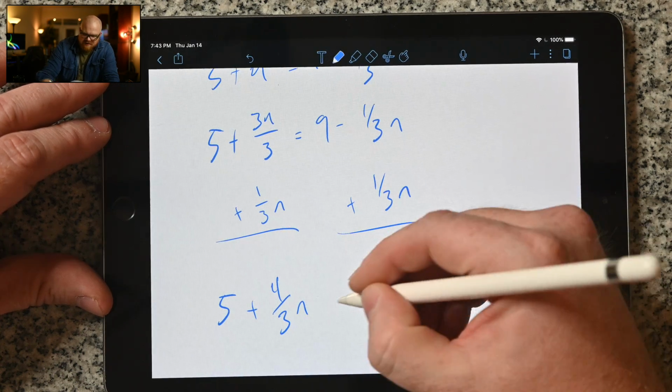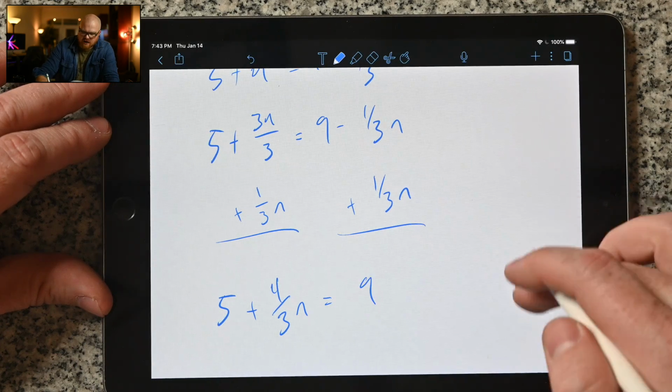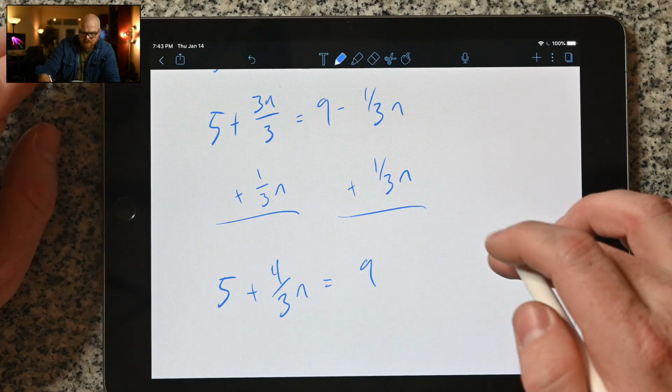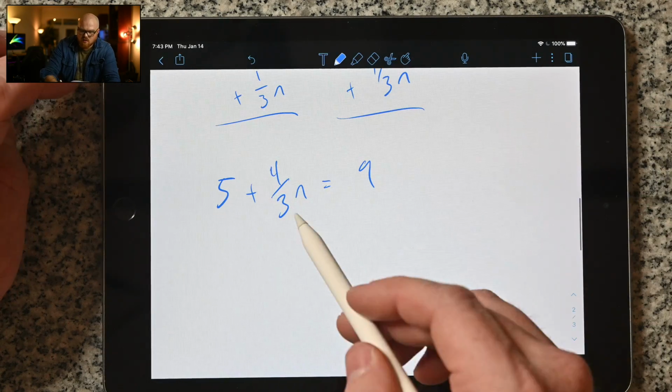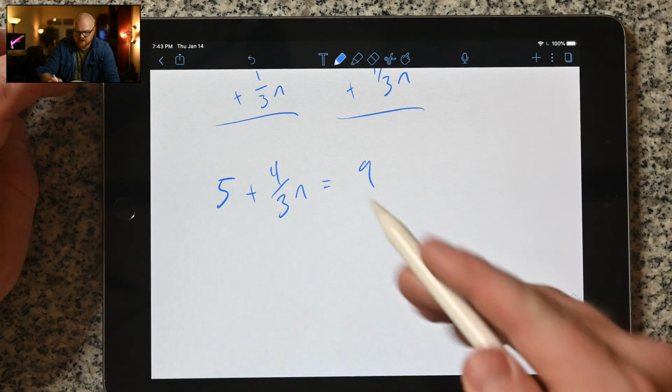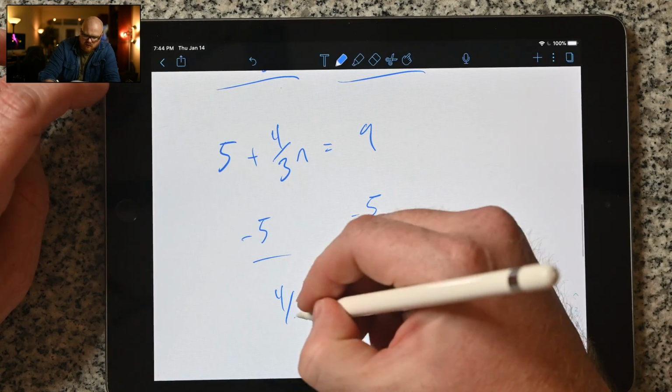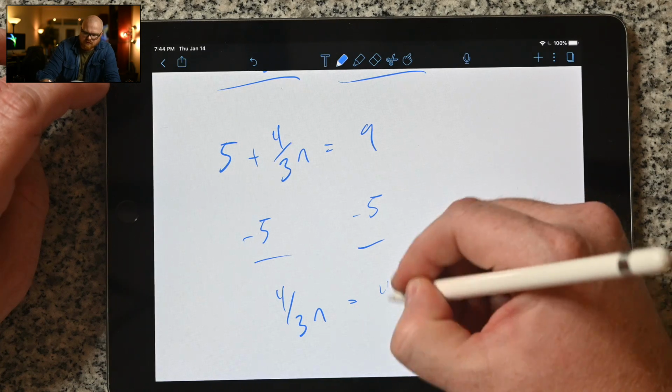So equals, and then just 9 on the right-hand side. That makes sense how I did that? Yes. Okay. So then obviously now I want to get my other whole number to the right-hand side just by subtracting it. So we've got 4/3 n equals 4.